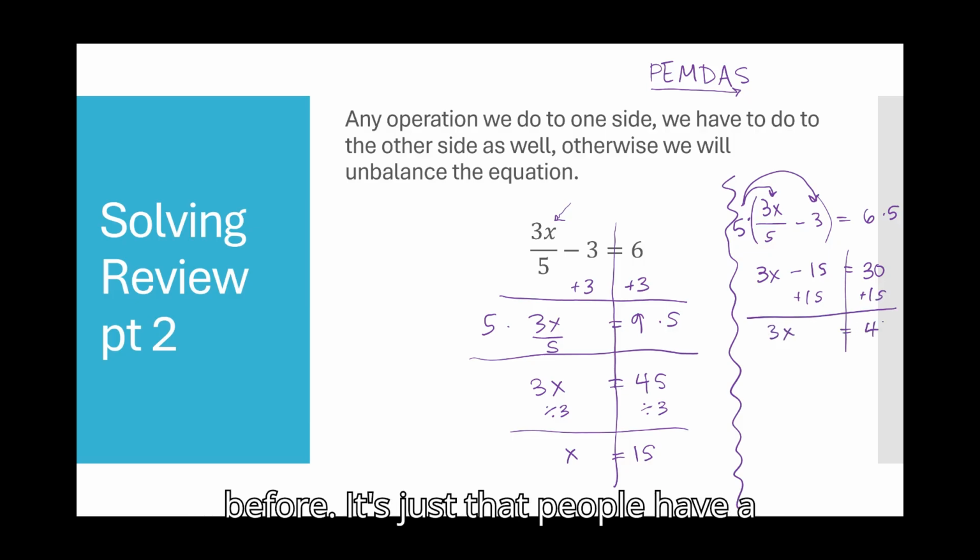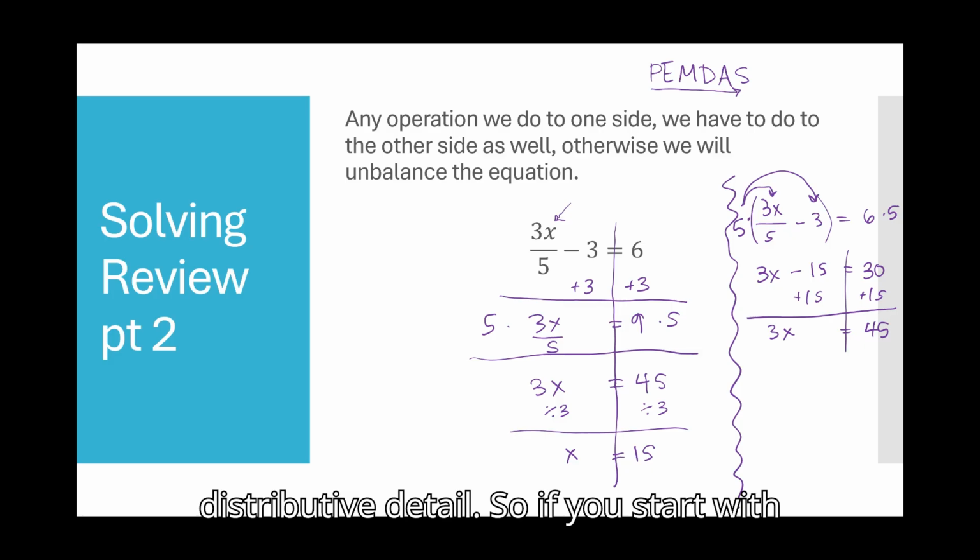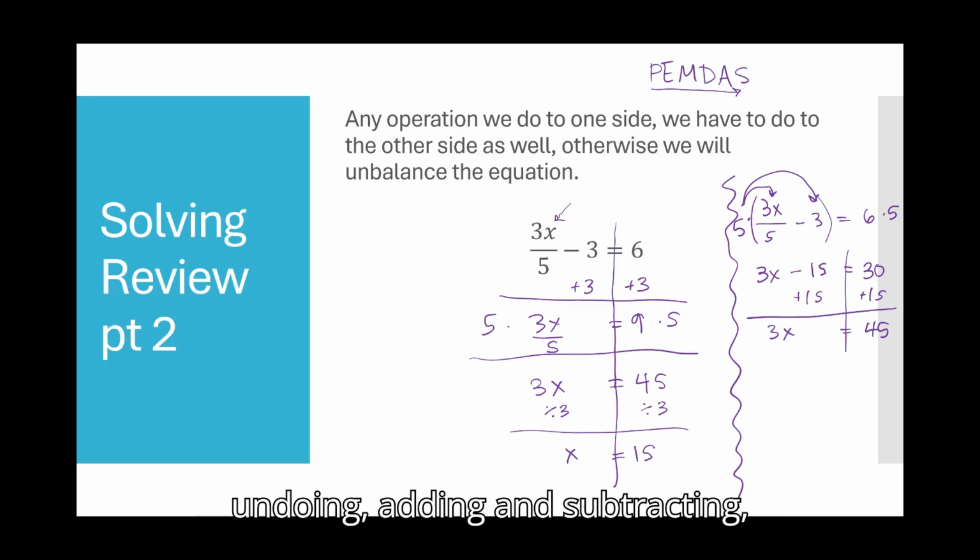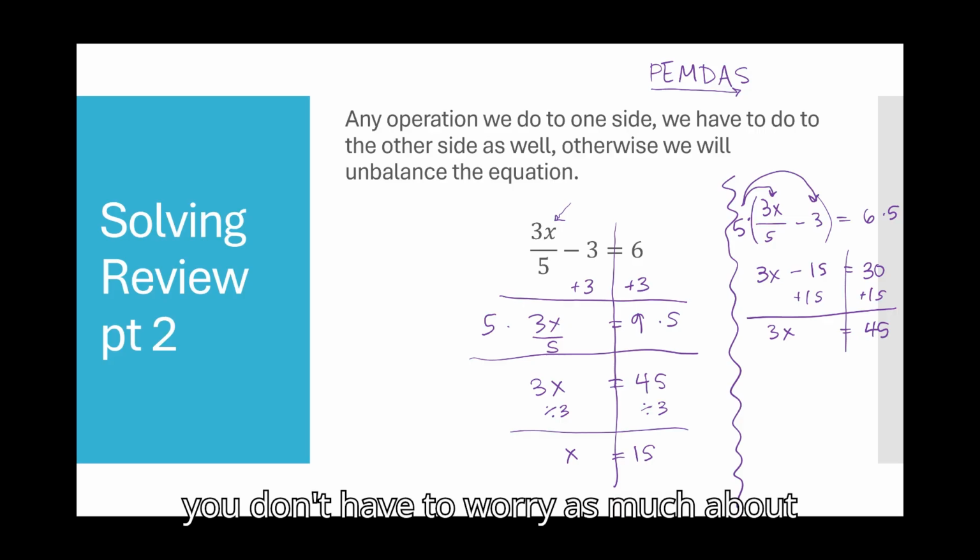It's just that people have a tendency to forget that distributive detail. So if you start with undoing adding and subtracting, you don't have to worry as much about remembering those details.